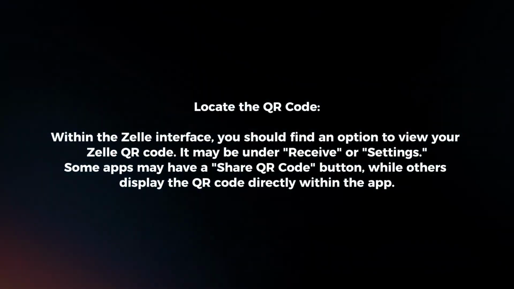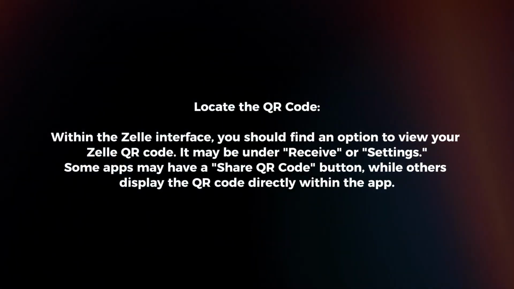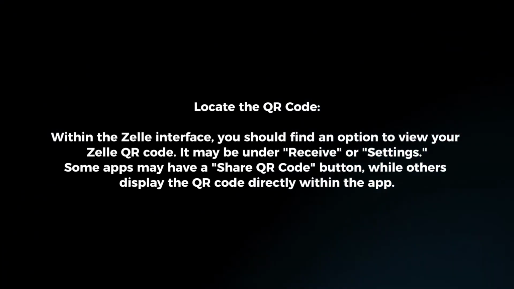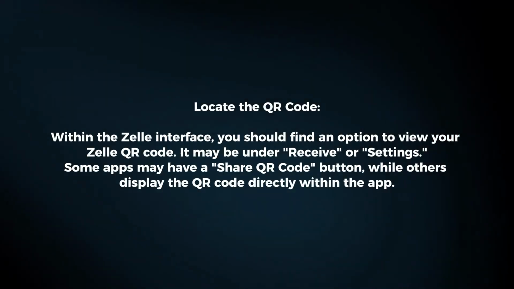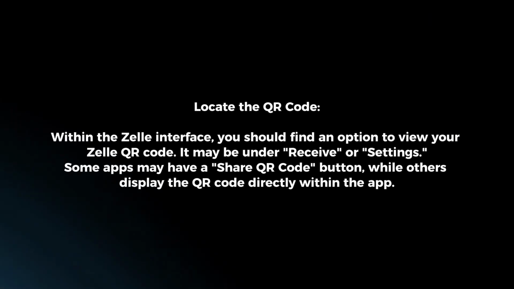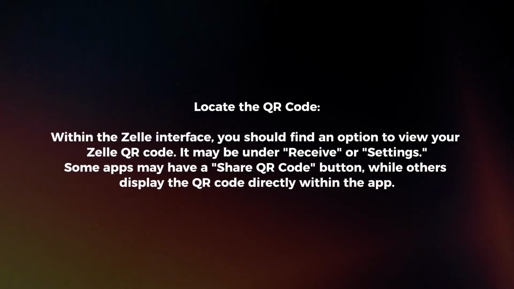Locate the QR code. Within the Zelle interface, you should find an option to view your Zelle QR code. It may be under Receive or Settings. Some apps may have a Share QR code button, while others display the QR code directly within the app.